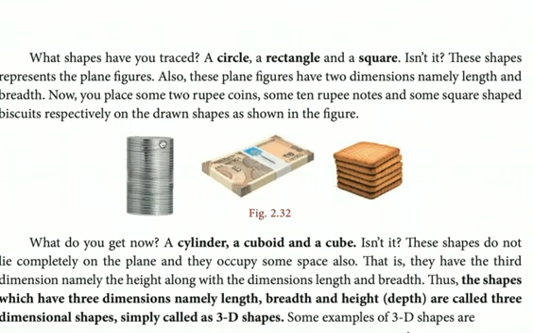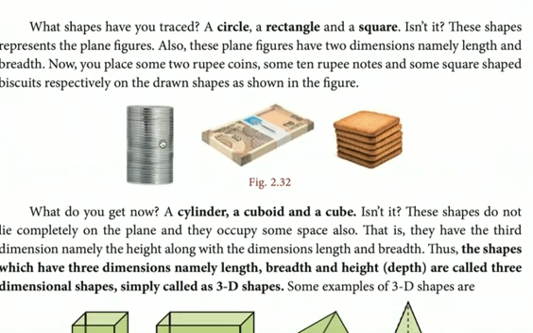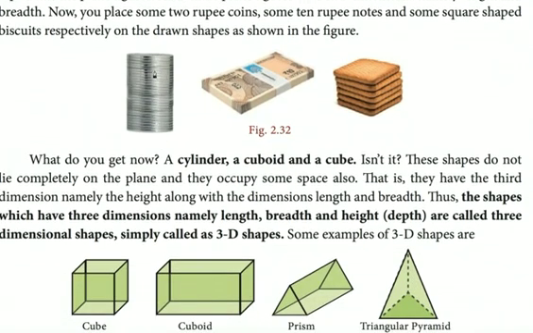Now you place some 2 rupee coins on the drawn shapes, 10 rupee notes and some square shaped biscuits respectively, as shown in the figure. If you place coins like this, see, this became a 3D object now. This also. What do you get now? A cylinder is this. This is a cuboid, and this is a cube, isn't it?